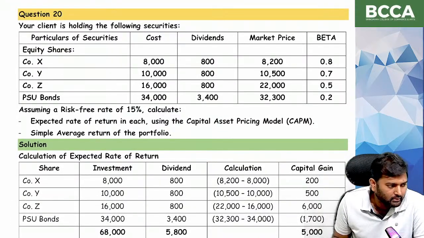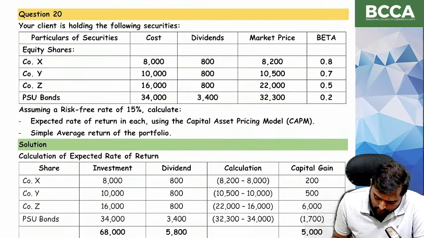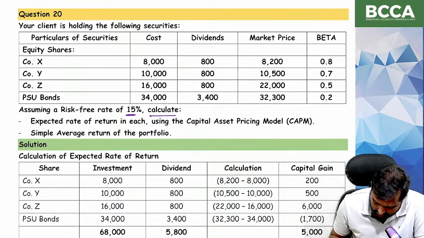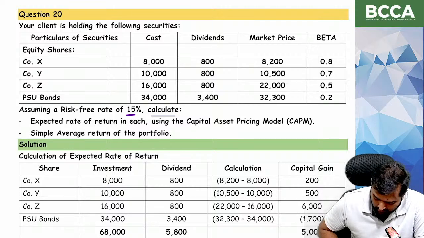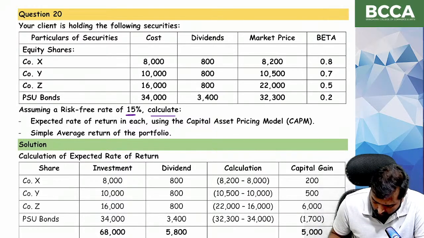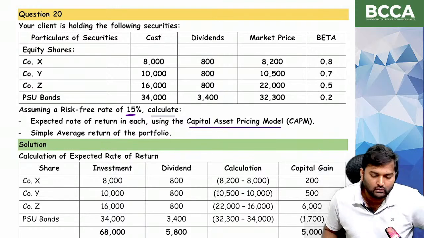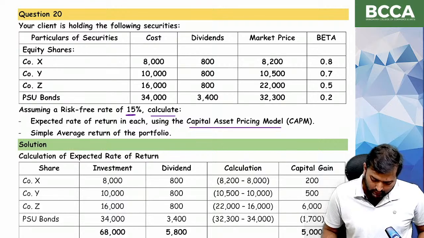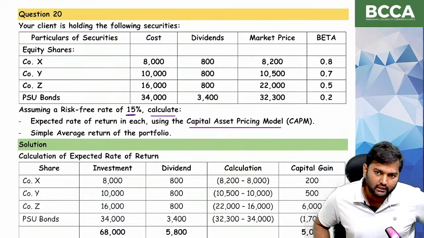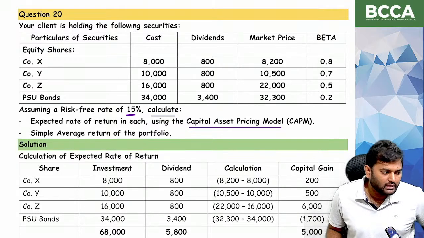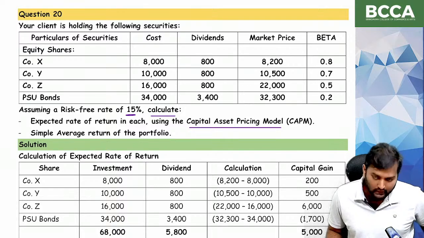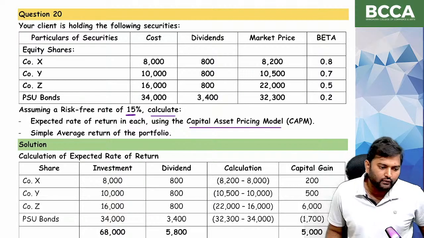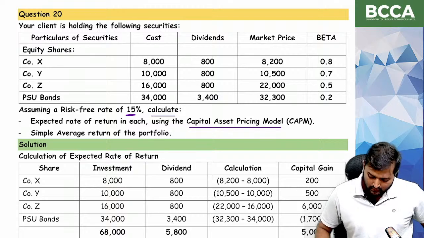Similar question. Your client is holding the following securities. Assuming risk-free rate of 15%, calculate expected rate of return in each using CAPM. Using CAPM, we have to find out expected rate of return. Risk-free rate given in the question. What is the risk-free rate? 15% is the risk-free rate. Clear? 15% is the risk-free rate.